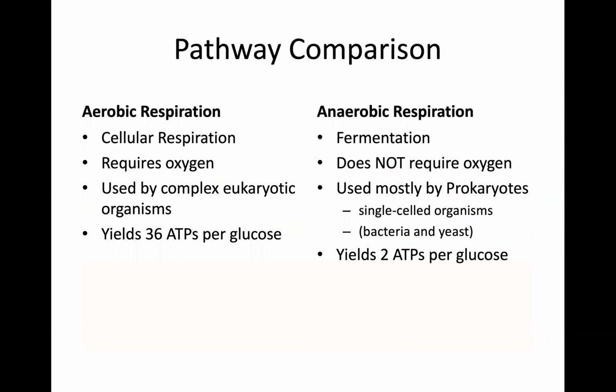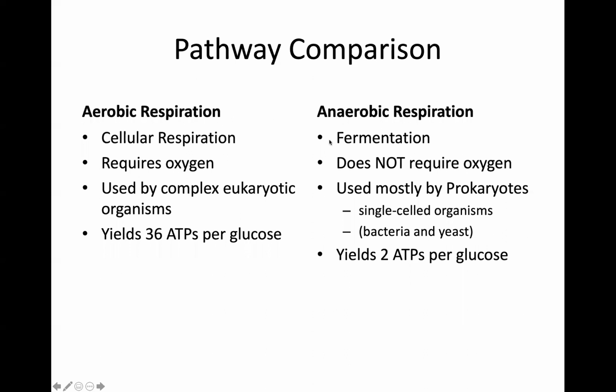And so for a point of comparison for both of these pathways, for both aerobic and anaerobic respiration, we'll look at some similarities here. Aerobic respiration is also known as cellular respiration. This is a process that requires oxygen. It is used by complex eukaryotic organisms in order to generate ATP. The metabolism of one molecule of glucose will yield about 36 ATP molecules being produced.